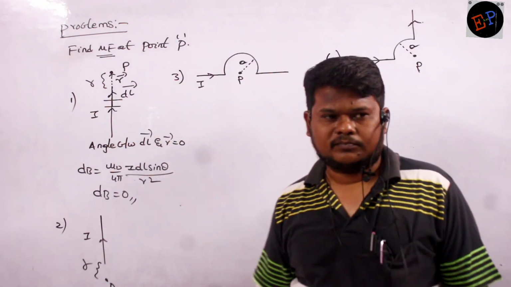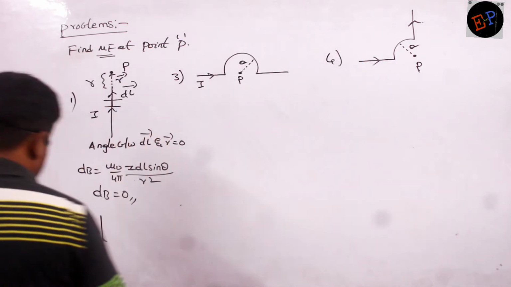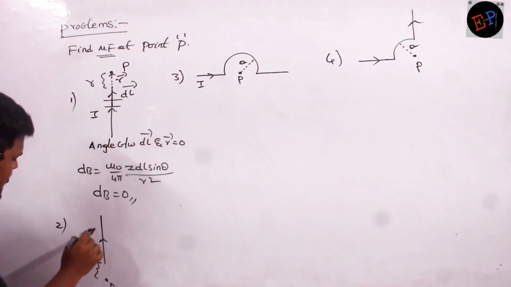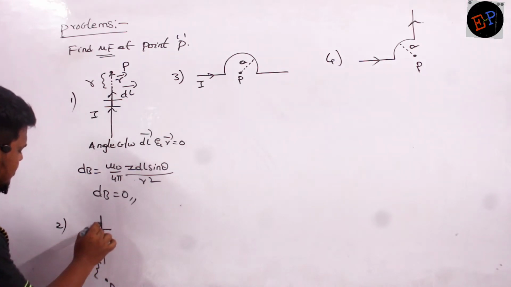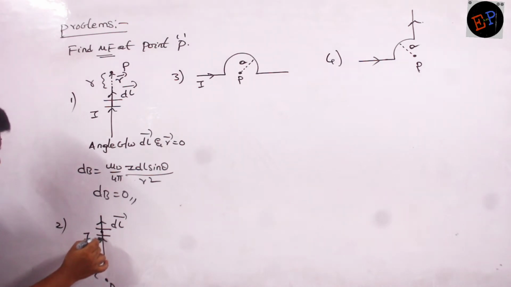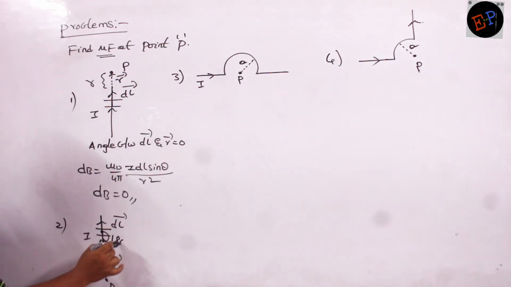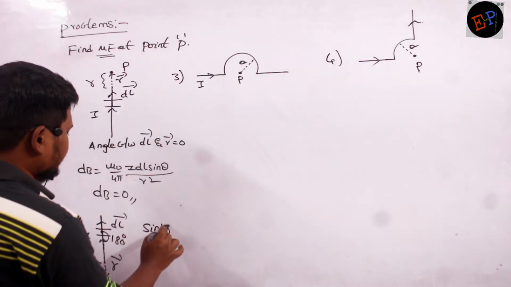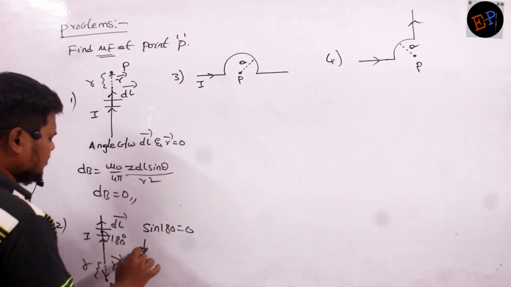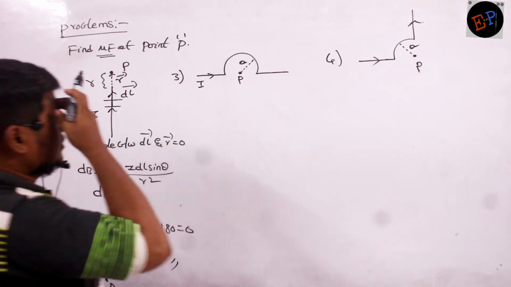Second one? That is also 0. Again the same type of discussion for the second one also. This is dl, no? This is dl. Clear? And from this dl, you have to draw r. This is the direction of r. So the angle between dl and r is how much? 180 degrees. Sin 180 is 0. So therefore again magnetic field will be 0. Clear? Third one.